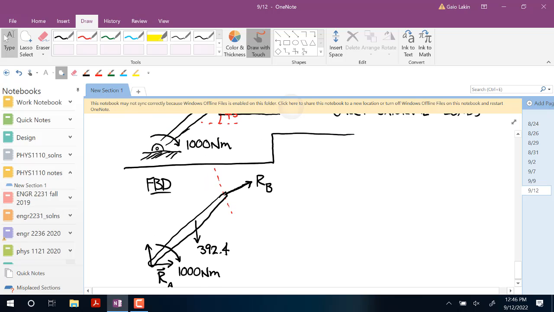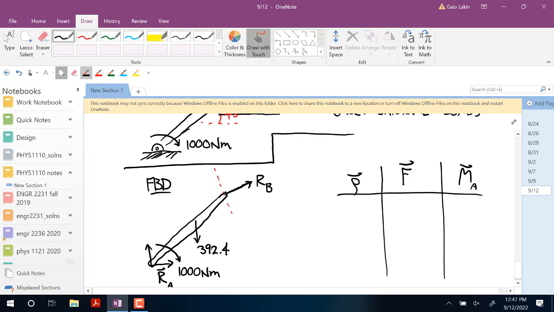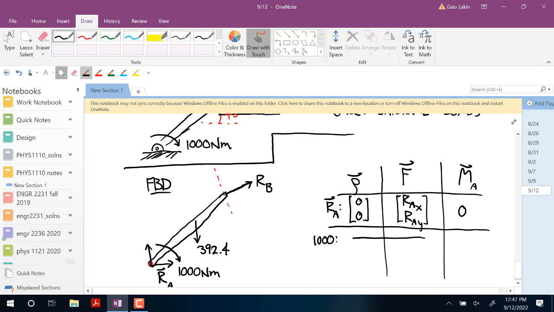All right. So now the table. I suppose I'll choose my about point down here. Okay, so let's get the easy ones out of the way. There's no row vector for the force RA. The force is RAX, RAY. Cross product is 0. The 1,000 Newton meter couple, we don't care about row vector or force. That's clockwise in the XY plane, so that's a negative 1,000.